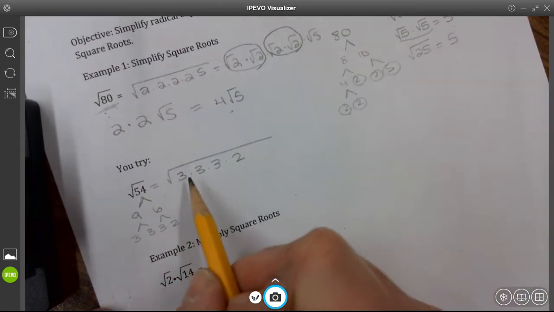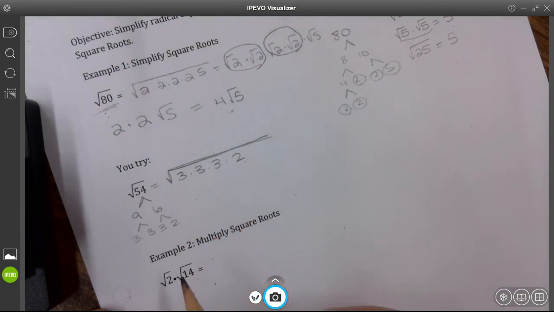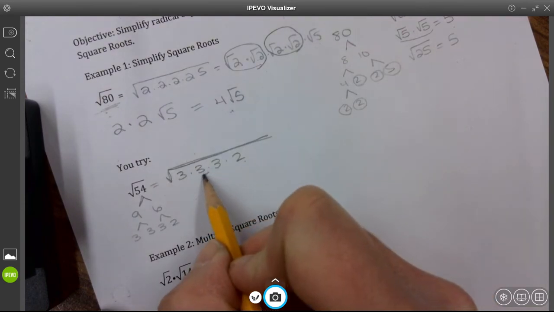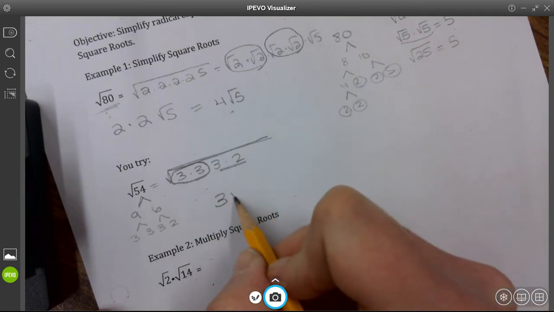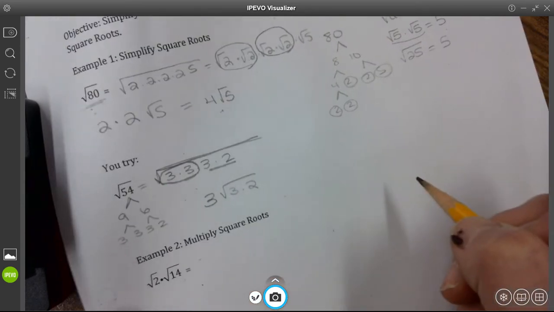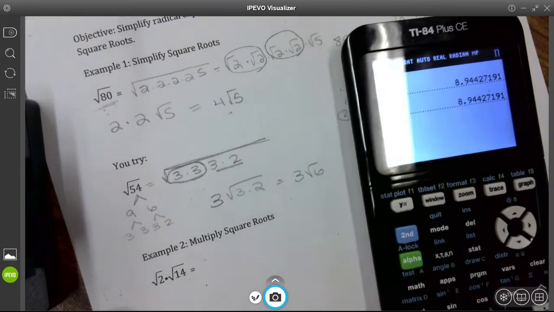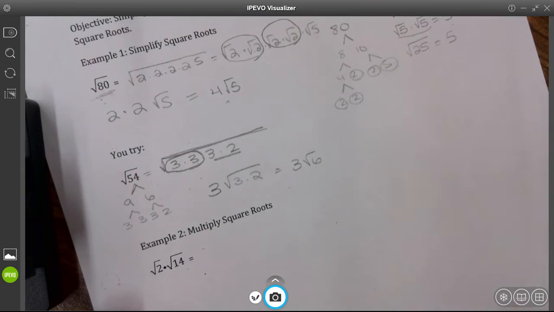Another way I tell kids is there are little kids in the house, 3, 3, 3, and 2, and they want to go outside and play, and their mom says, nope, you have to have a partner if you want to go outside and play. So these two are going to go outside and play, and then 3 and 2 are stuck inside. So your answer is 3 root 6. The beauty of math is you can check your work. Square root of 54 is 7.3484692228, and 3 root 6 is 7.3484692228. Yep. So this is your answer.